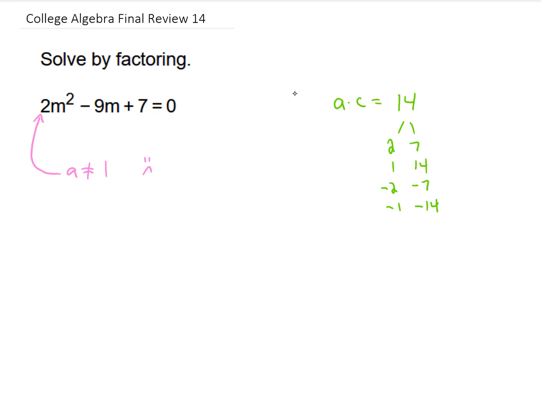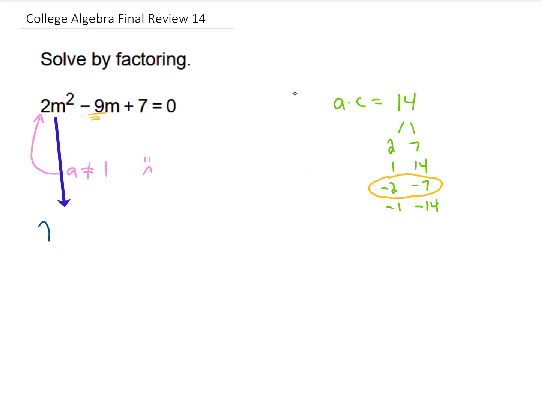And what we're looking for is that one pair of numbers that adds up to our b value, in this case, -9. So -2 and -7 add up to our b value of -9. So we're going to use those two numbers to complete this factoring problem.